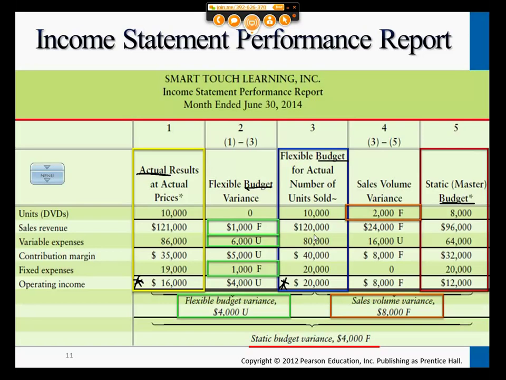Now I need to find my static budget variance. What numbers am I going to compare? I'll take my static budget and compare it to the actual results, right? It's 16,000, 12,000. The difference is 4,000. Which way you calculate, I don't care. Just tell me if it's favorable or not. It's favorable because my operating income for the actual numbers is greater than the static.